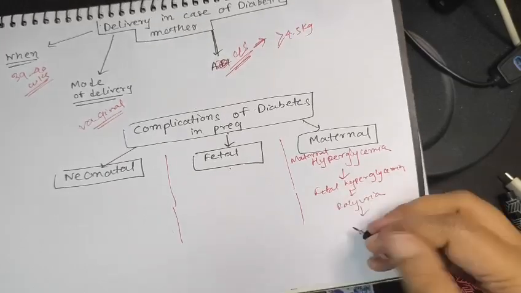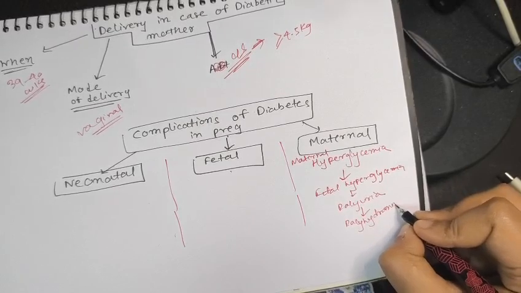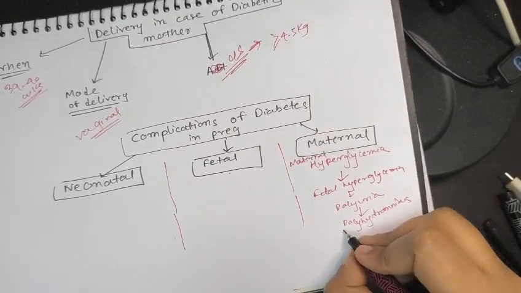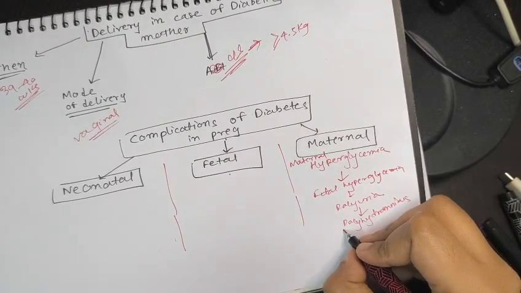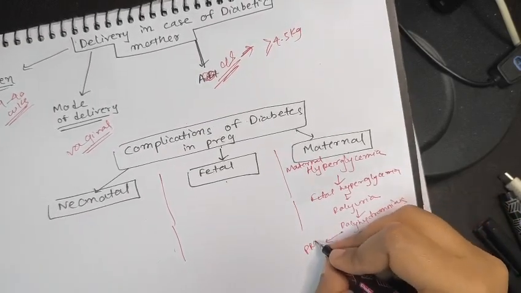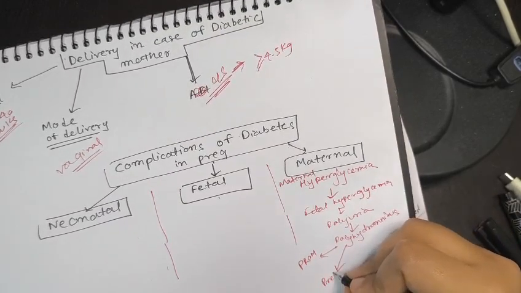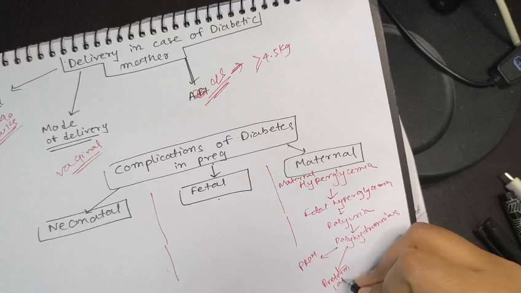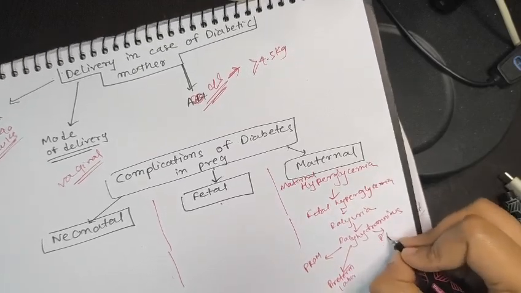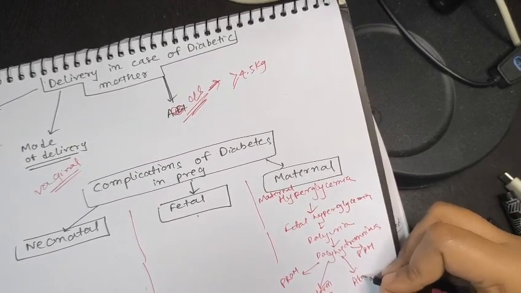Then polyuria will cause what? Polyhydramnios in the mother. Polyhydramnios in the mother can cause multiple complications. Polyhydramnios can land up in premature rupture of membranes. Polyhydramnios can land up in preterm labor. Polyhydramnios can land up in PPH, or abruptio placenta.